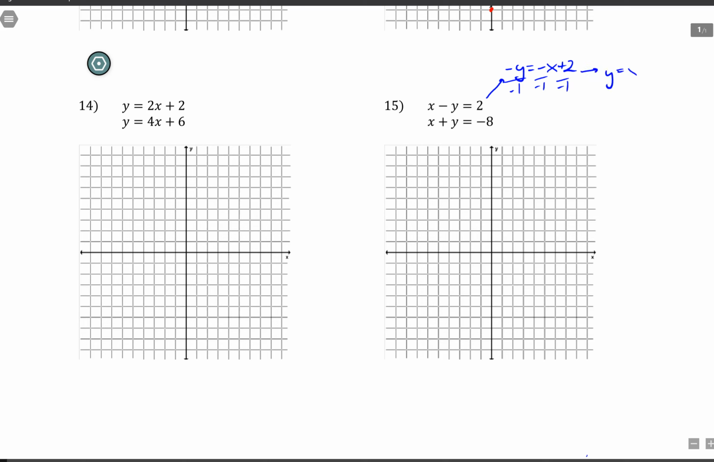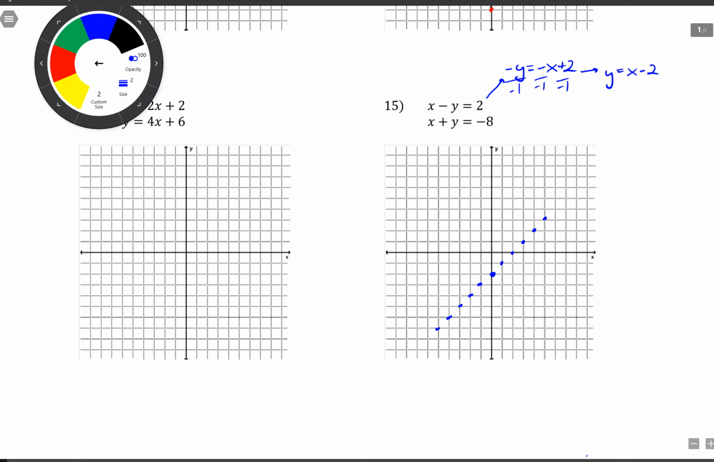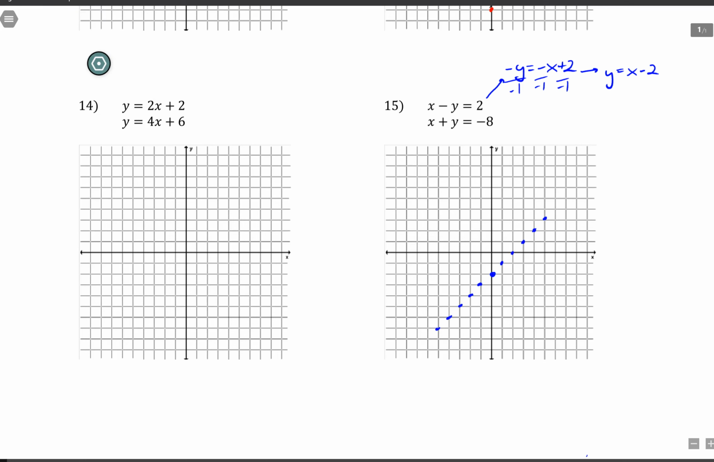This gives me y equals x minus 2. Okay, good. Now the y is isolated. I have it in slope-intercept form. -2 is my y-intercept, and I can go up 1 over 1, and down 1, left 1. All right, I think the second equation is a bit easier. All we need to do is subtract the x, because there's no negative in front of the y, so I just have y equals -x minus 8. So I have a y-intercept of -8, and I'm going down 1, left 1.